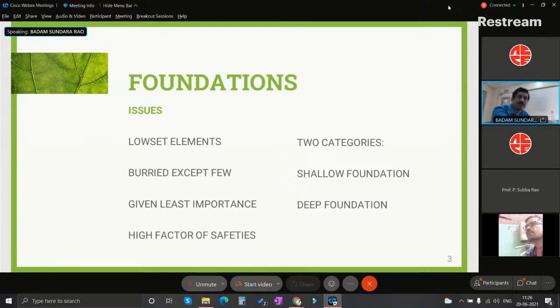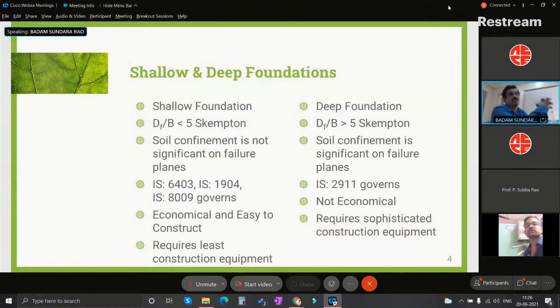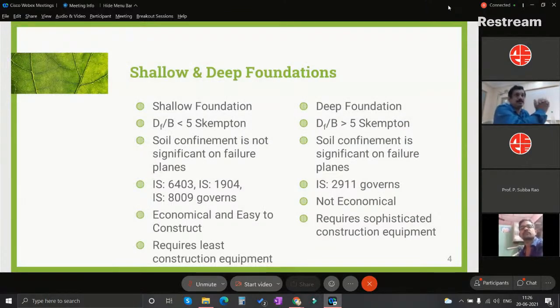Regarding categorization, foundations are categorized into two categories. One is the shallow foundation, and the second one is the deep foundation. We'll see the categorical definition of a shallow foundation and a deep foundation.